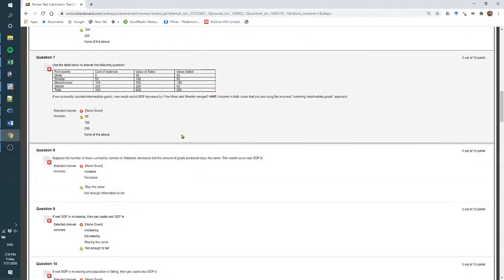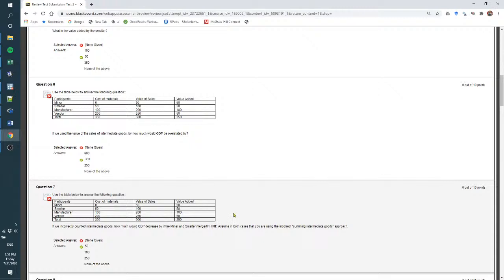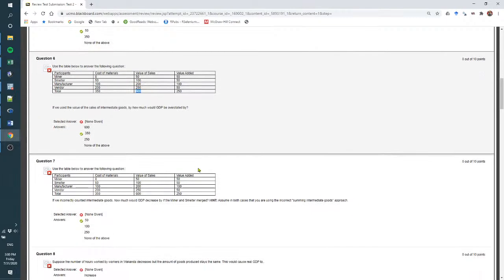So we would overstate GDP by quite a bit, 350 in this case. This is a good question. I really like this one. If we incorrectly counted intermediate goods, how much would GDP decrease if the miner and smelter merged? All right, so to answer that, let's first realize that if we incorrectly counted intermediate goods, the total value of sales, the total GDP in this case, would be 600.